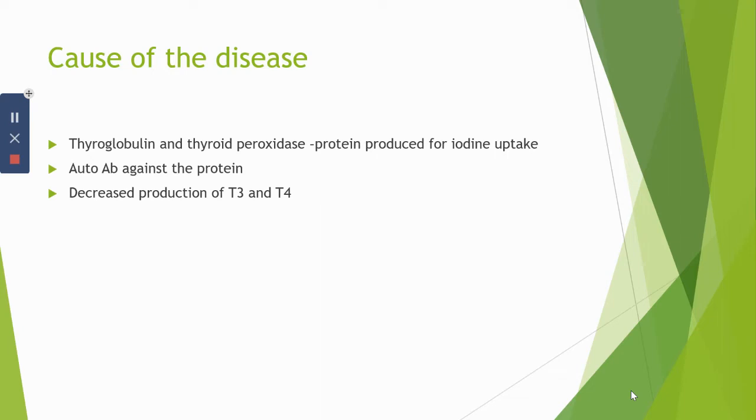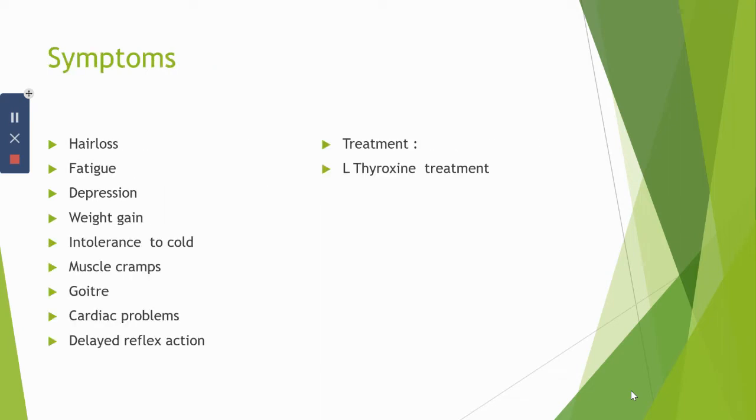T3 and T4. The symptoms of this disease include hair loss, fatigue, depression, weight gain, intolerance to cold, muscle cramps, goiter, cardiac problems, delayed reflex action. The treatment is mostly done with the help of synthetic thyroxine, that is L-thyroxine.